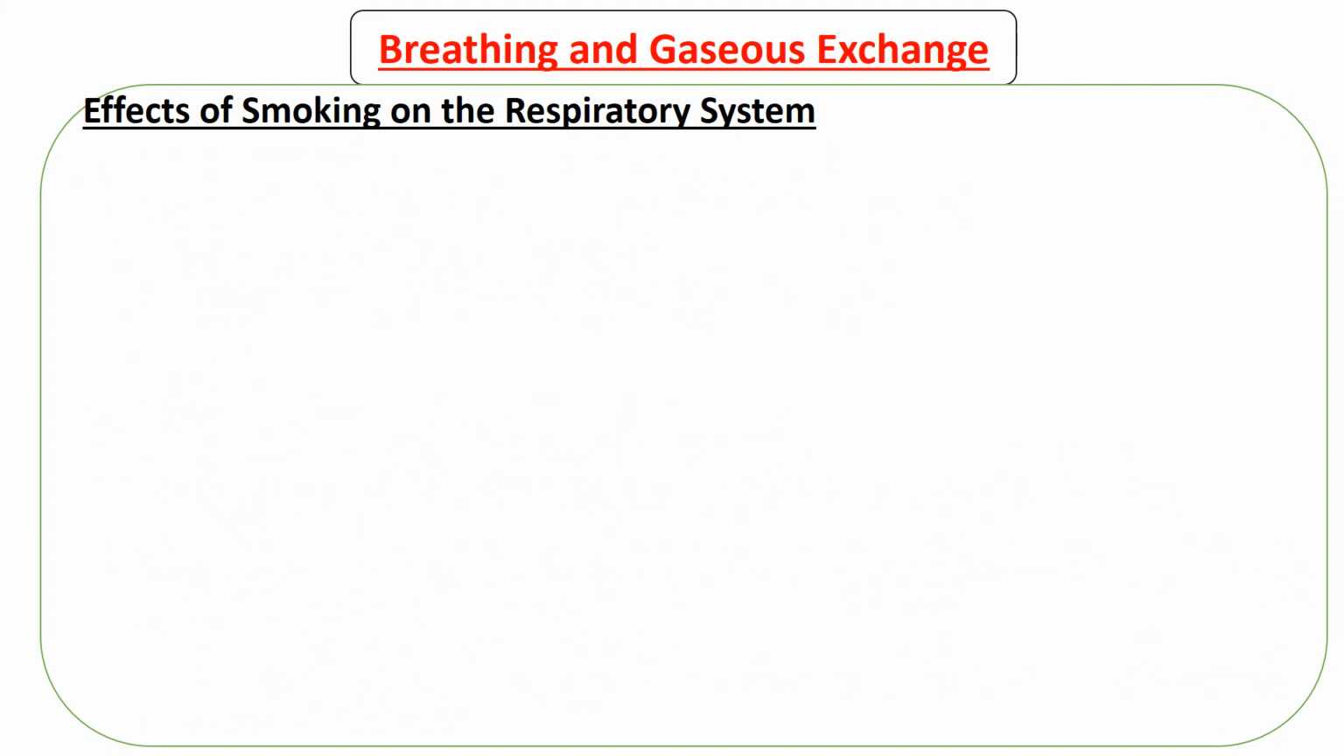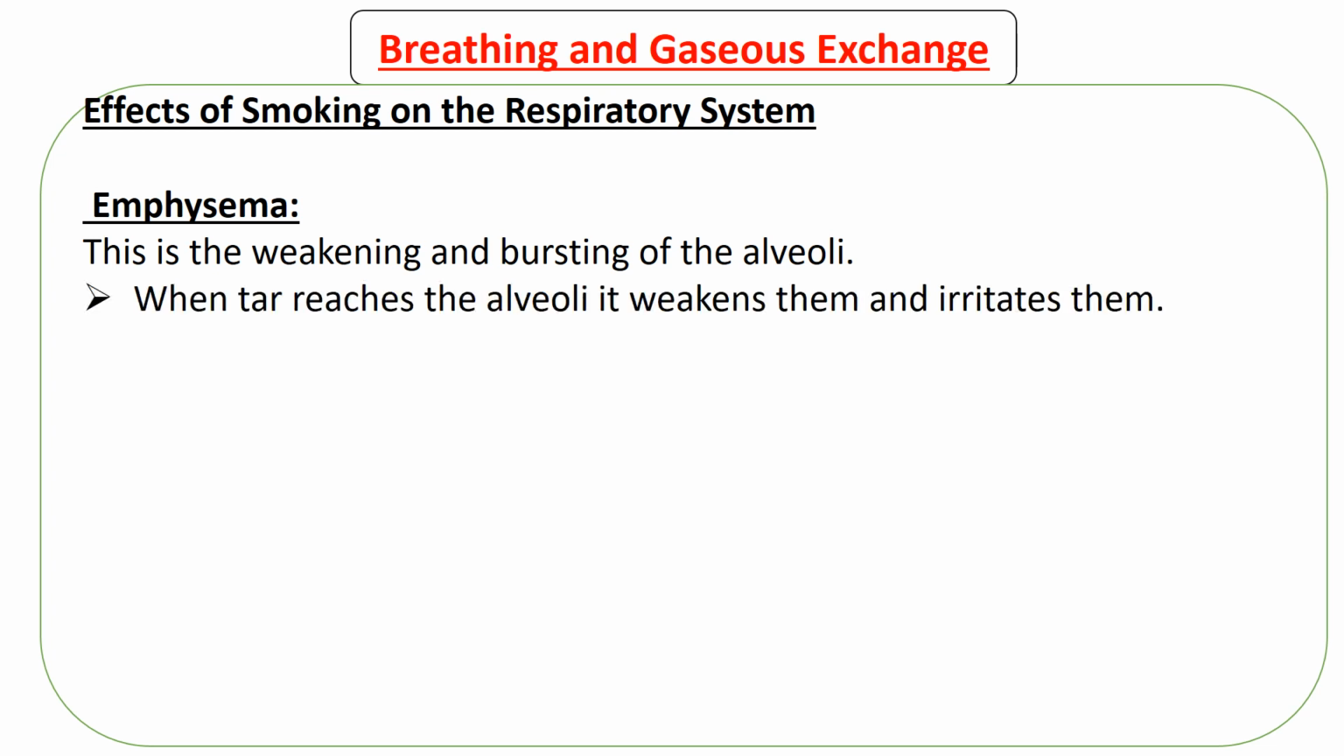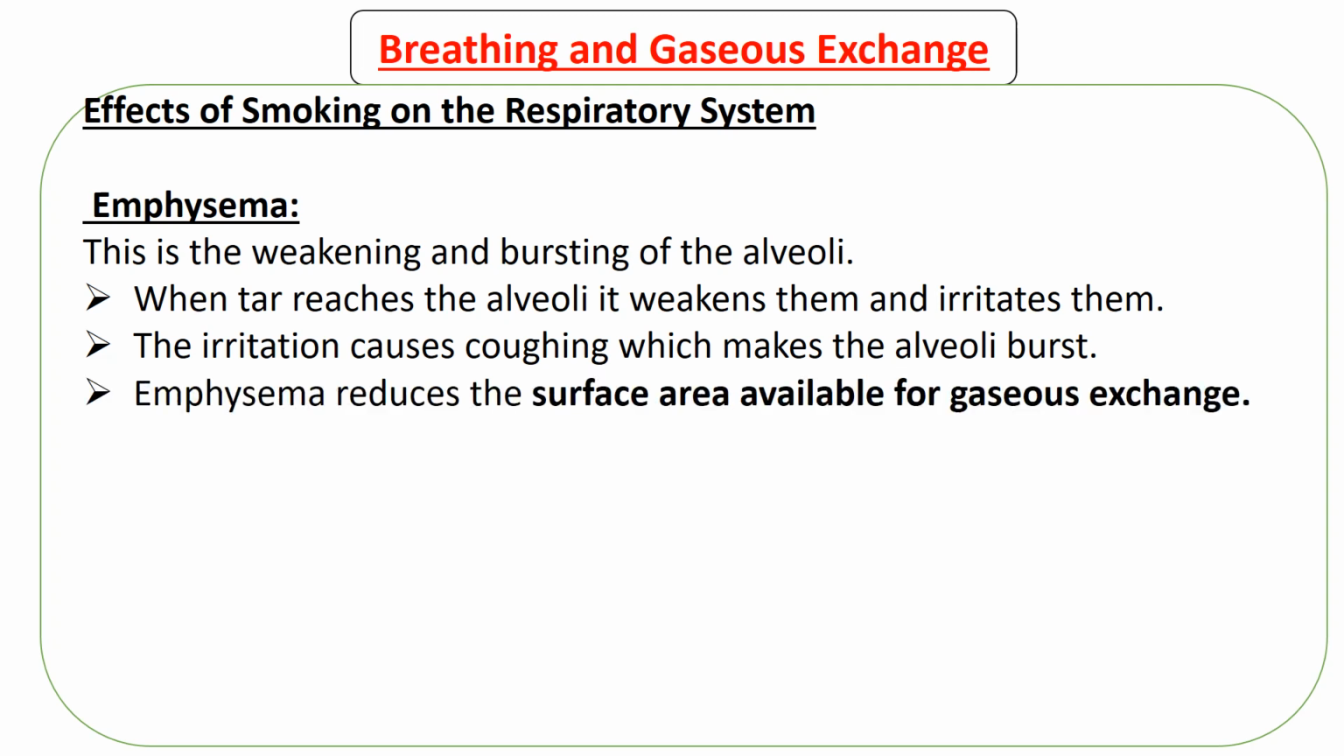So the other one is emphysema. This is the weakening and bursting of the alveoli. So when tar reaches the alveoli, it weakens them and irritates them. This irritation causes coughing, which makes the alveoli burst. So once they're irritated, you are going to cough, and when you cough, you are bursting the alveoli.